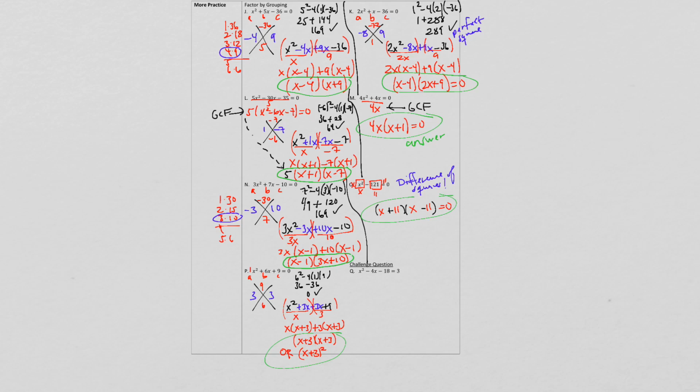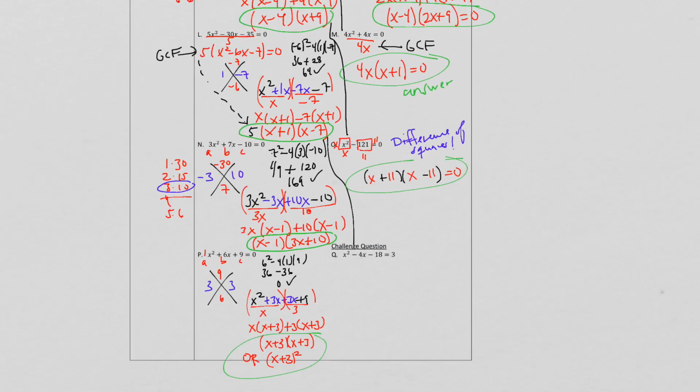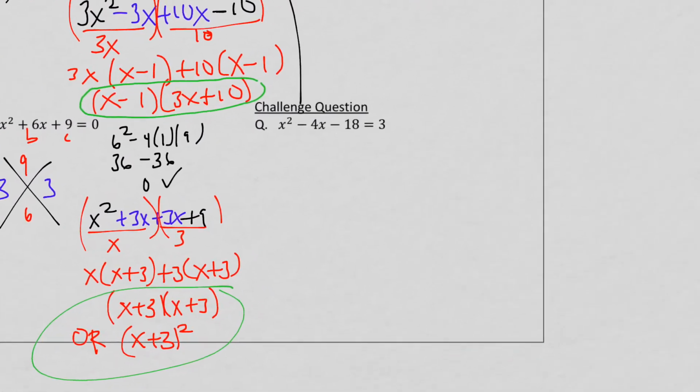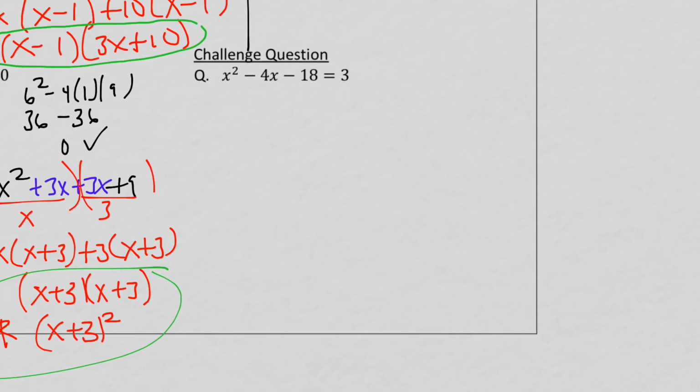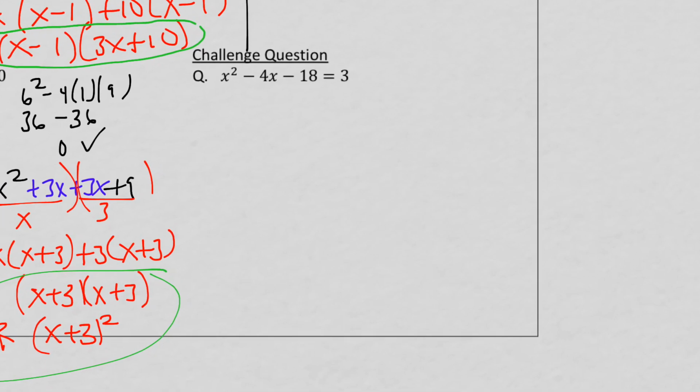So pause the video here if you want, check the key, but I'm going to zoom in now to the challenge question. This one's a little bit different because in this example, notice how, if you think about your steps, step 1 in this whole process is to make sure you're in standard form. Standard form of a quadratic means it's equal to 0. And in this case, it's equal to 3. So this is a problem.